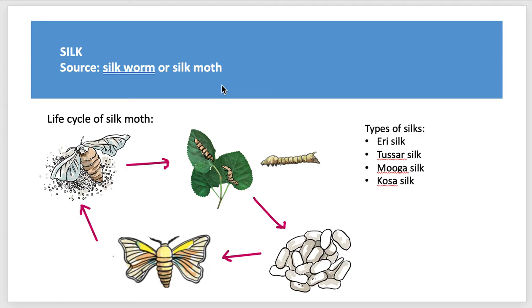So let me tell you about the life cycle of a silk moth. This is a silk moth right over here. A silk moth is this type of moth. It's an insect actually. A female silk moth lays a lot of eggs. These dots that you can see are actually the eggs of the silk moth. When the silk moth lays eggs, after a few days, the eggs hatch and grow into caterpillars, which are called silkworms. This is what a silkworm looks like.